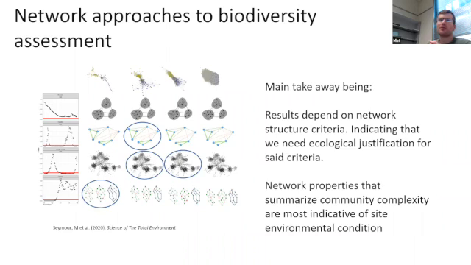But the main results from this paper were that the criteria for designing networks will impact the results, indicating that we need justification for how we construct these networks. We did a sensitivity test for this to highlight this aspect. And the network properties that summarize community complexity are most indicative of the site environmental condition.